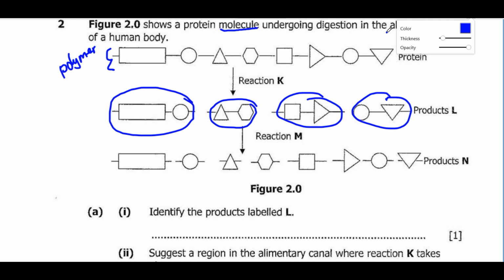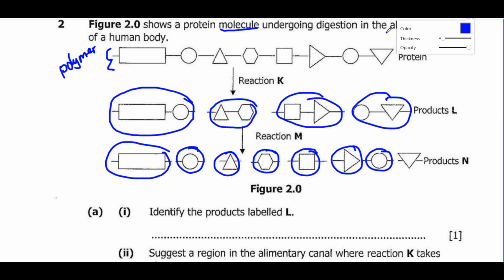Then reaction M is now giving us single parts, we can see. So reaction M is just the completion of that digestion of what? Proteins, right? Now from this question A, Roman number 1, identify the products labeled L. So when a protein changes into a new product, so what product is that? Before it gives us the end products of amino acids, we have what we call peptide. So we have peptide.